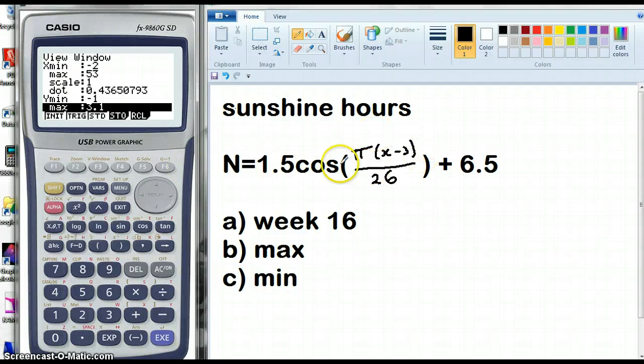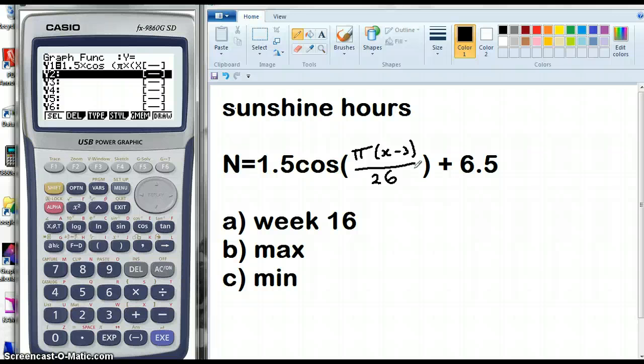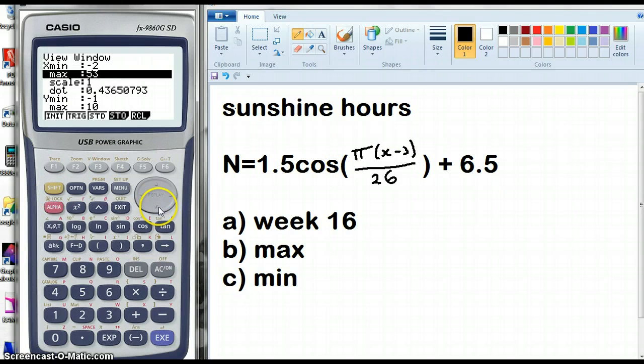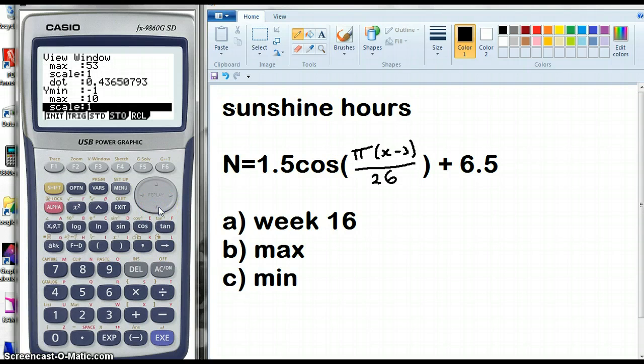Now, I know that the maximum value that cos function can take is 1. So I know the maximum of this graph must be 8. So I'm actually going to go 10. And I know that the minimum, oops, got out of there by accident, shift view window, go back down, because I want y minimum. Oh no, that's all right. Y minimum is -1, y max is 10.